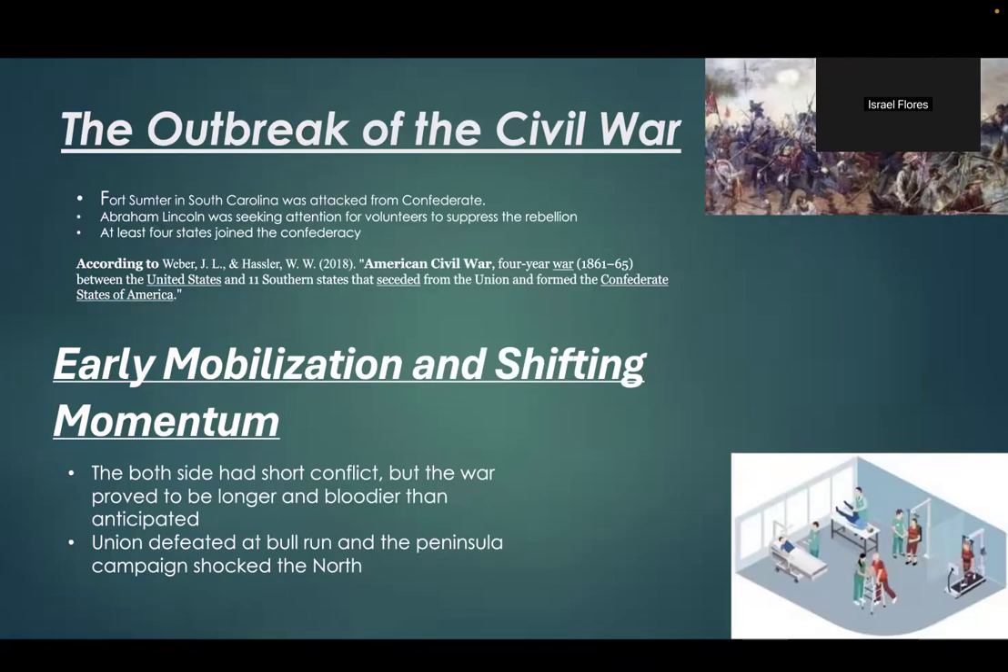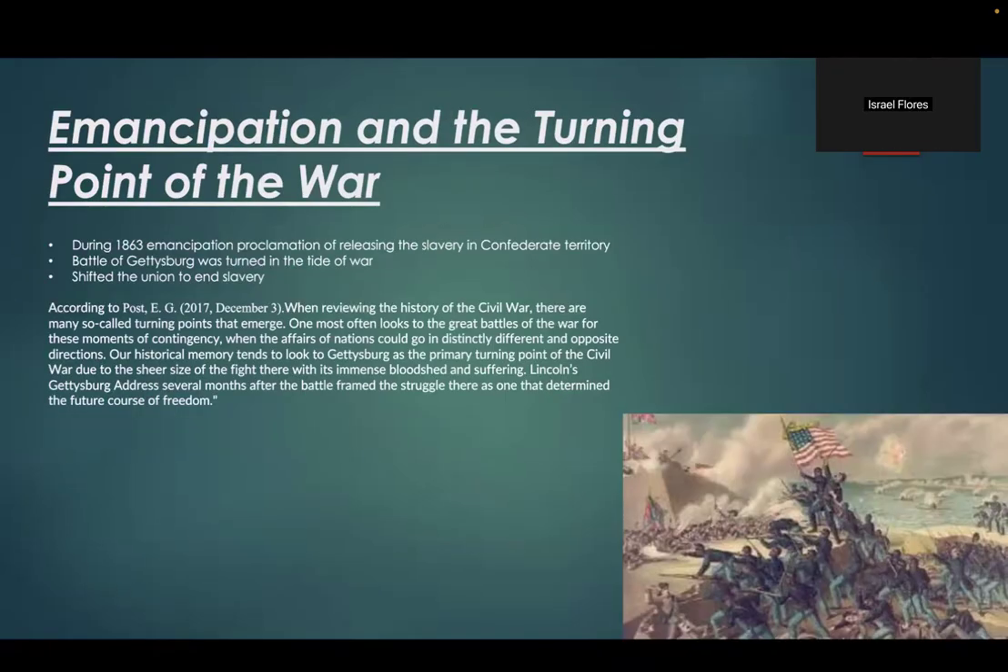So the American Civil War, a 4 year war, was between the United States and the 11 southern states that seceded from the Union and formed the Confederate States of America. And I'll give you guys a moment to read the early mobilization and shift moment. Okay, so this is our last slide, and this one was very interesting to me, making bullet points. But I'd like to review the citation.